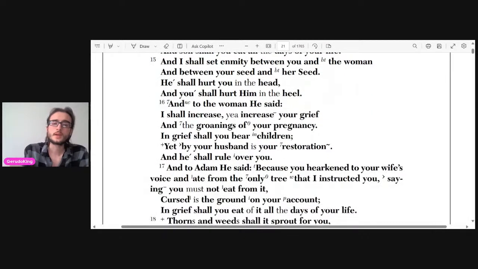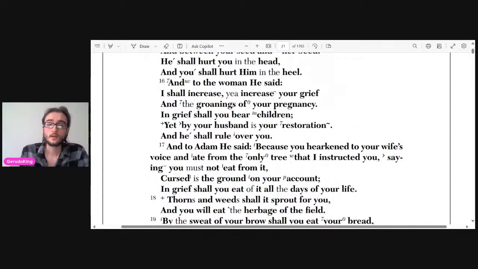And to the woman he said, I shall increase your grief, and the groanings of your pregnancy. In grief shall you bear children, yet by your husband is your restoration, and he shall rule over you. And to Adam he said, Because you hearkened to your wife's voice and ate from the only tree that I instructed you, saying, You must not eat from it, cursed is the ground on your account.